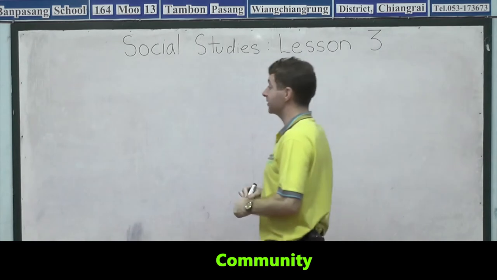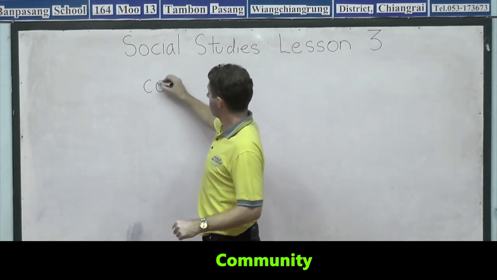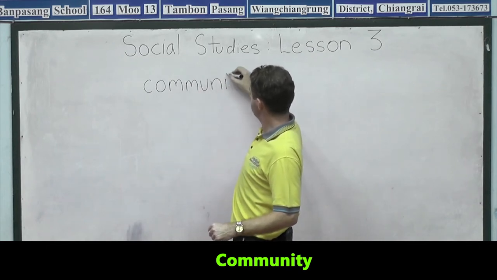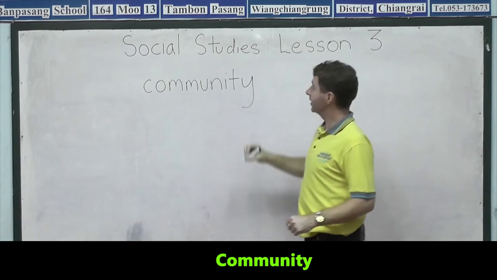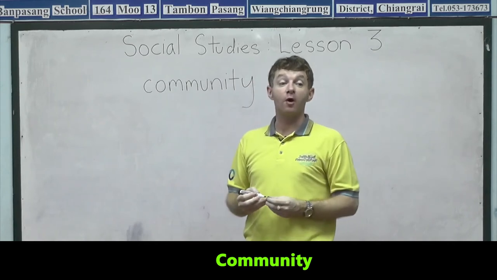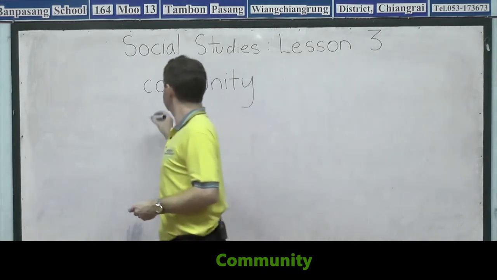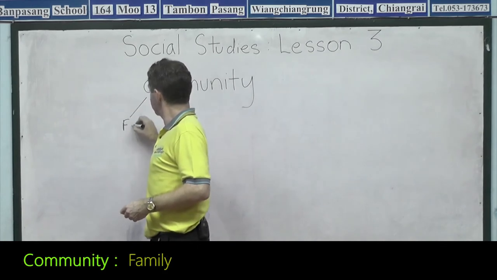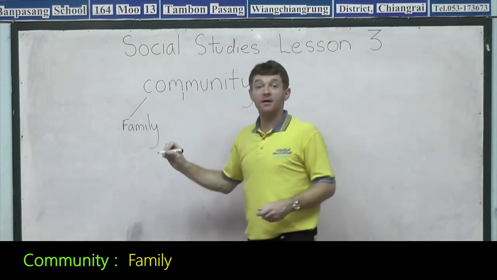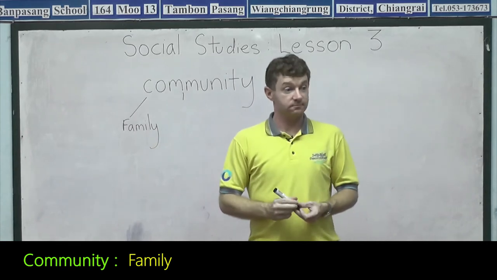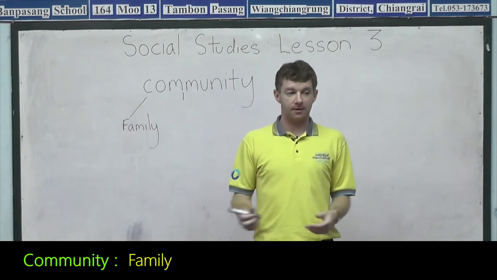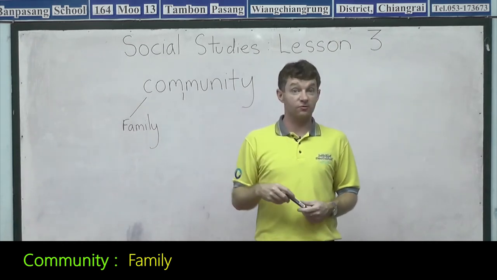How do we spell community? Excellent. Community. So, Prel has already given us one example of community. Family. Very good. F, A, M, I, L, Y. Okay. Any other examples? School. Where we are now. At school. We are part of a learning community because we come to school to study.